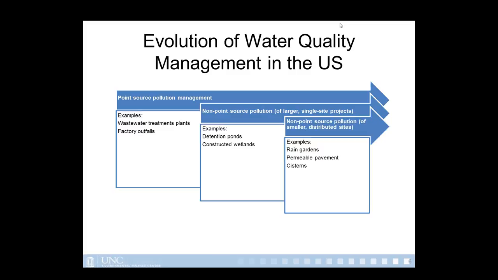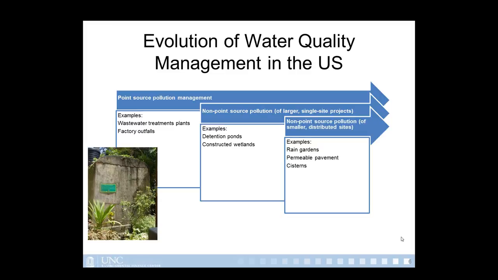Now, the challenge here, and if we click again, we'll see that this is an evolution, and it's sort of like a progress line. However, we don't want to stop looking at point sources. So think of this more as layers.